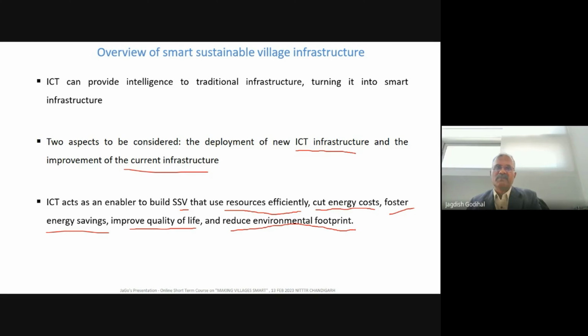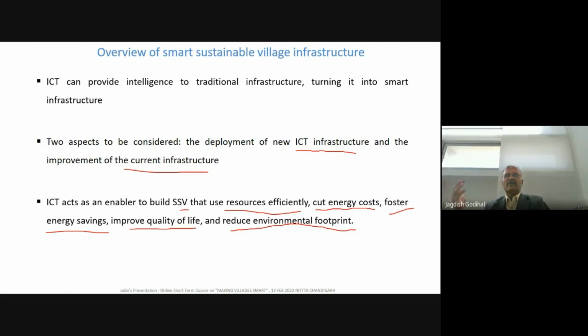How am I going to know that? Because of the key performance indicators. How am I going to get those key performance indicators? Using ICT tools, IoT, I'm collecting the data. When you analyze the data, ultimately you'll know the resource efficiency. Okay, then energy cost, how much energy you have saved. Okay, then foster energy savings. That means additionally you can identify where I can save the energy.